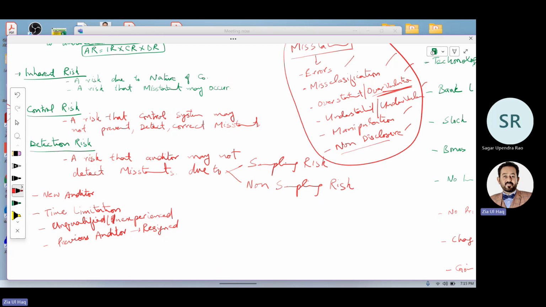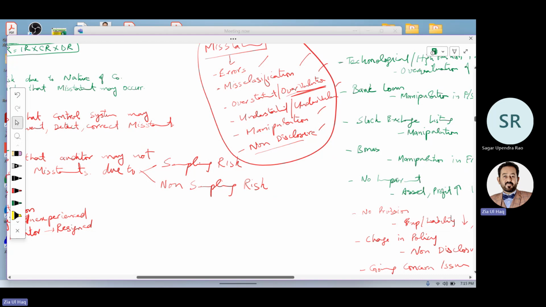Due to sampling risk and non-sampling risk. What is sampling risk? We, being auditors, perform audit procedures based on a sample rather than 100% testing. Sample means if a company has 100,000 invoices, we cannot verify all 100,000 invoices. We will take a sample like 1,000 invoices, perform the procedure on those, and apply the results to the 100,000. This auditor work is based on a sample.